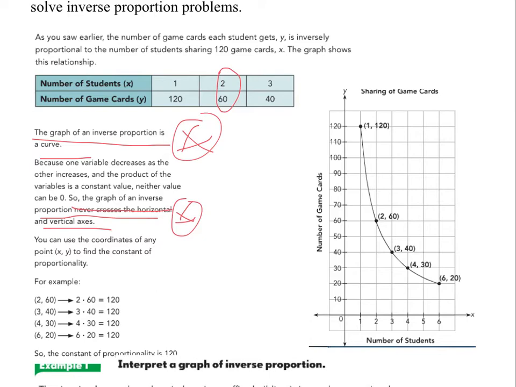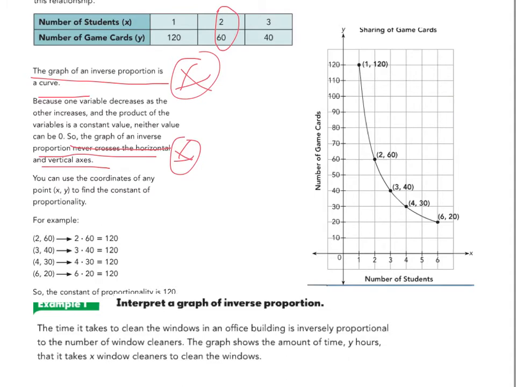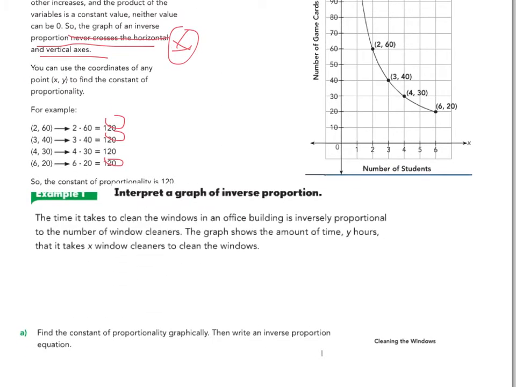So if you look, you get a curve that is decreasing. Okay, so the constant of proportionality is 120. Each one of these, when you multiply the terms, you get 120 for each one. Okay? So, let us move on.